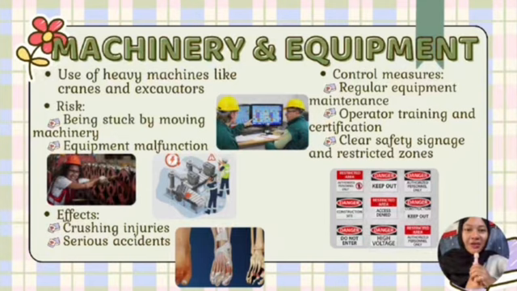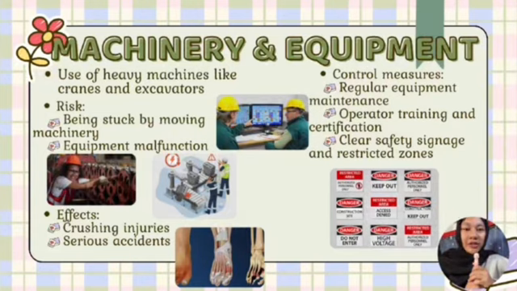Moving on to our next topic, let's look at the risks and safety protocols associated with machinery and equipment. On a construction site, the use of heavy machines like cranes and excavators is absolutely essential to get the job done. However, operating these large vehicles comes with serious hazards. The primary risks we face include workers being struck by moving machinery or experiencing severe equipment malfunctions. When things go wrong, the effect can be devastating, often leading to crushing injuries and other serious life-threatening accidents.